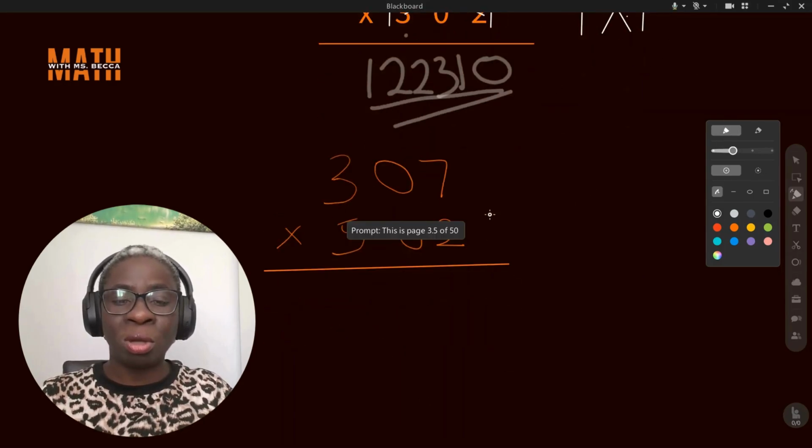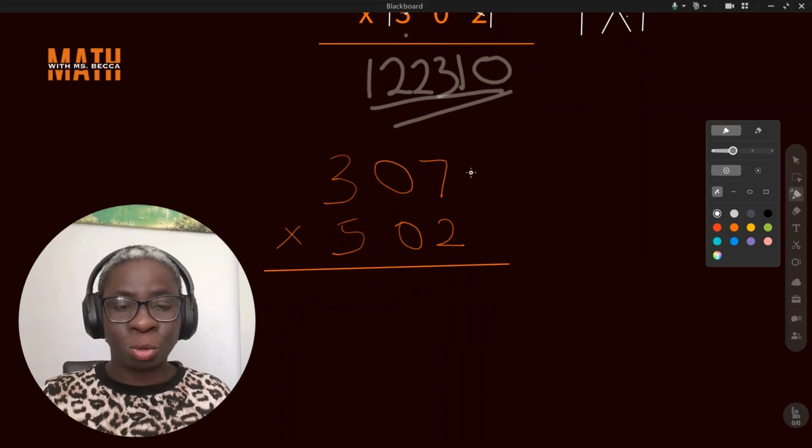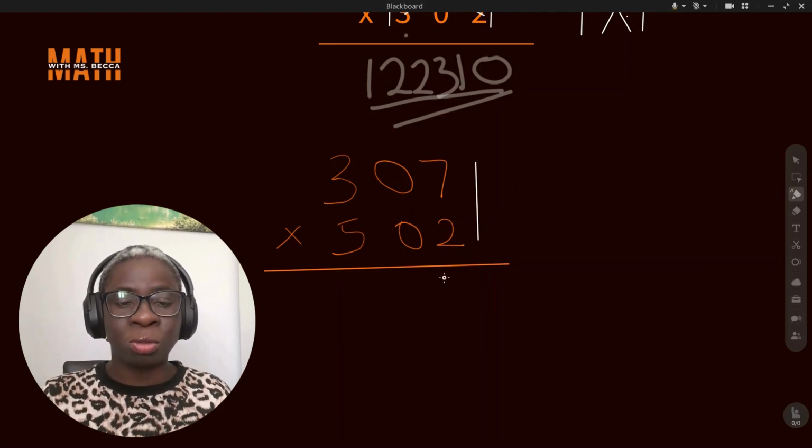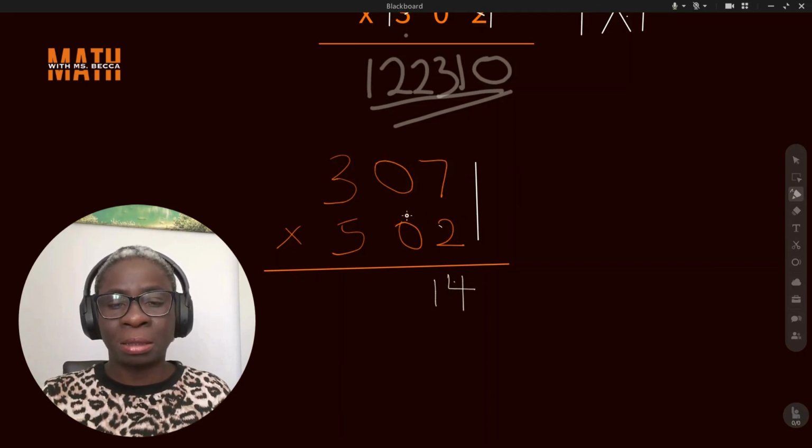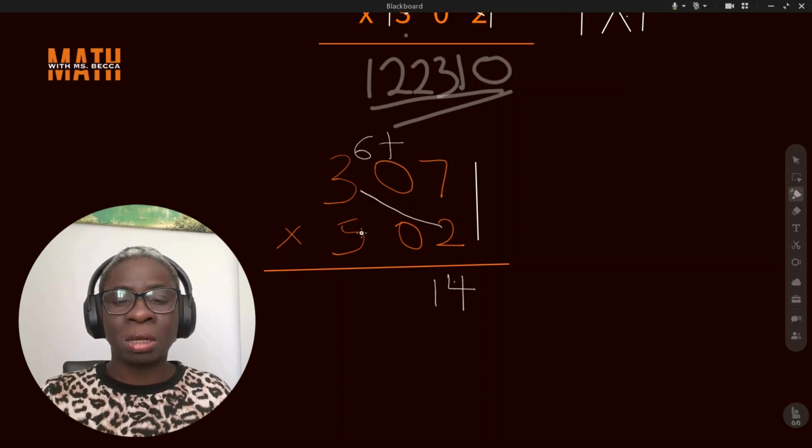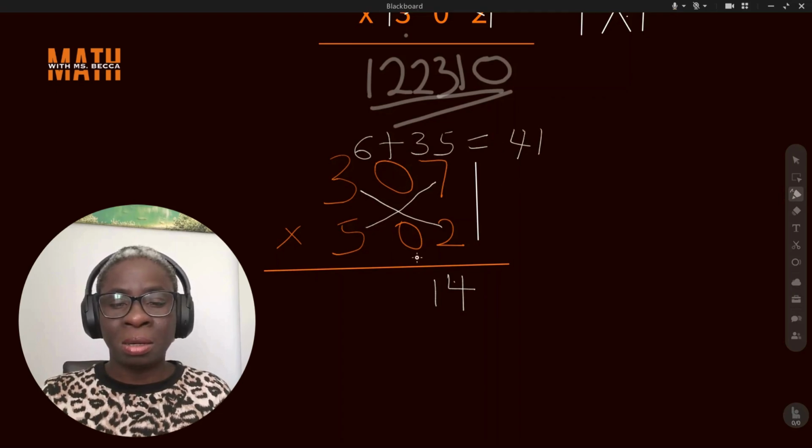So that means we will multiply 7 times 2. We first do this. 7 times 2 would give what? 14. We write 14. Then we do x. 3 times 2 is 6. Then plus 5 times 7 is 35. 6 plus 35 would give 41. Then that means we write the 41 here.